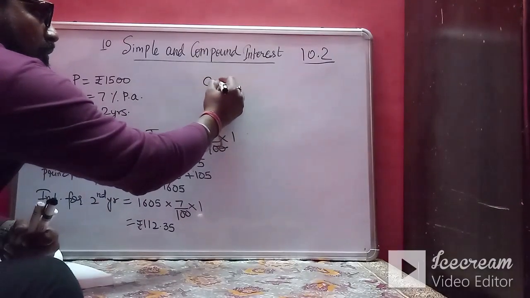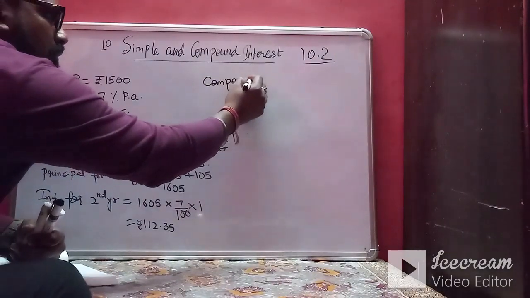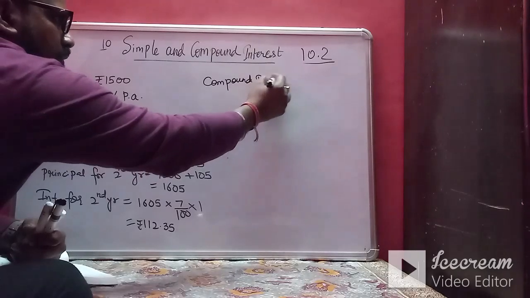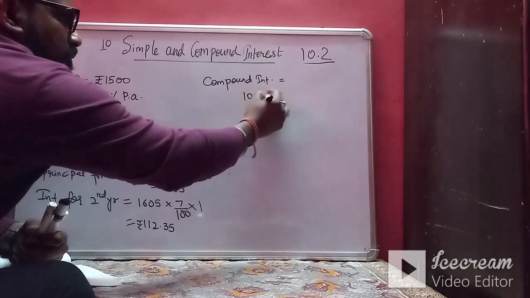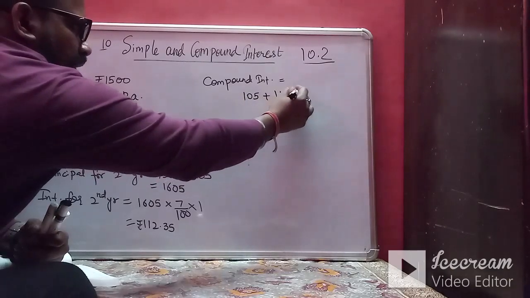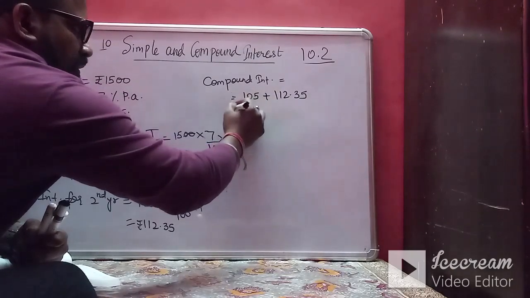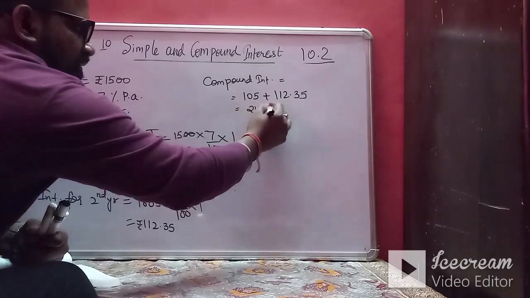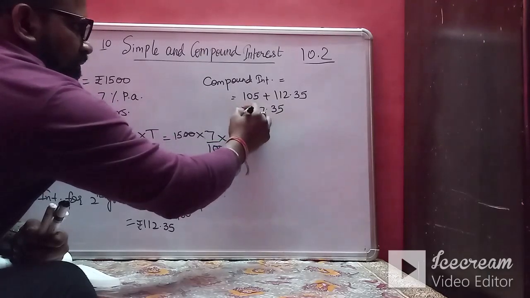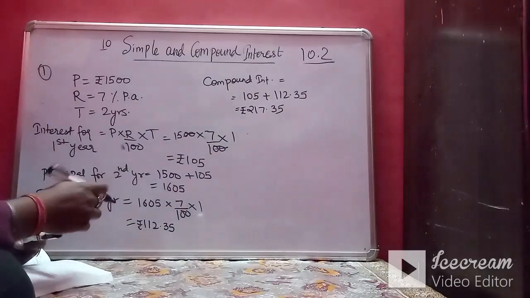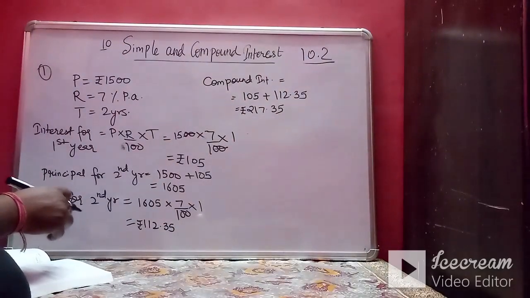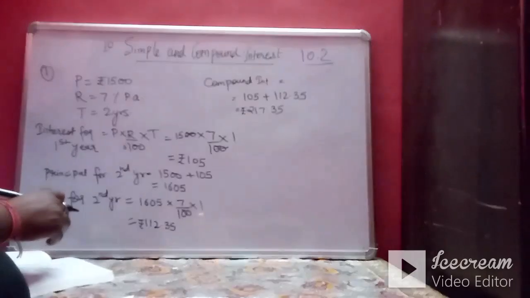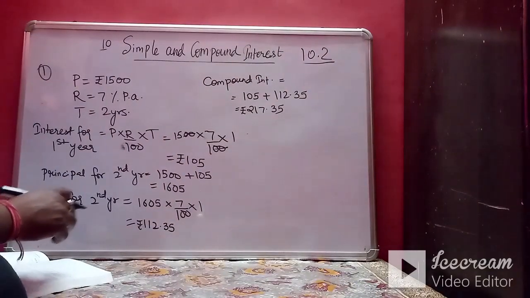So compound interest will be how much? 105 plus 112.35, that is 217 rupees 35 paisa. Okay, so we will add these two interests and we will get the compound interest for 2 years.